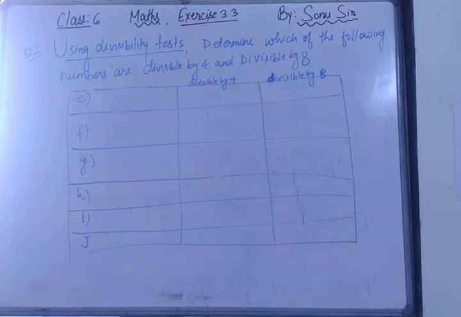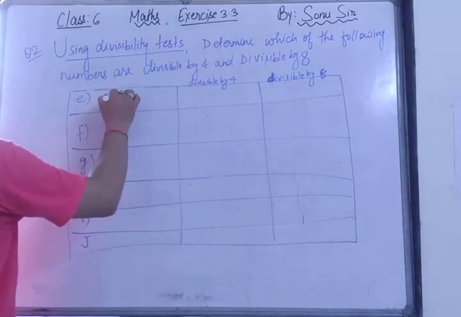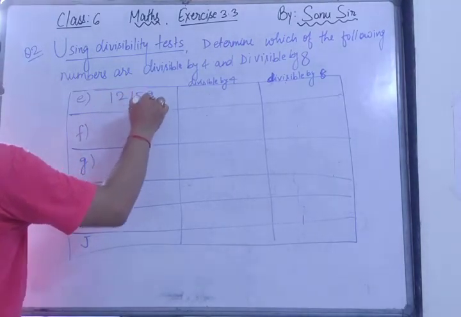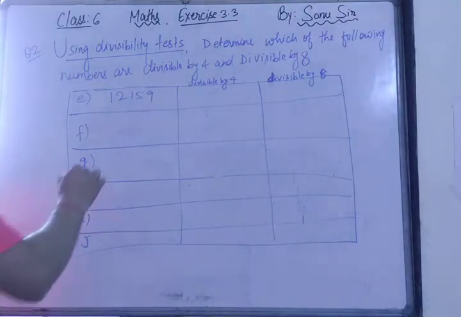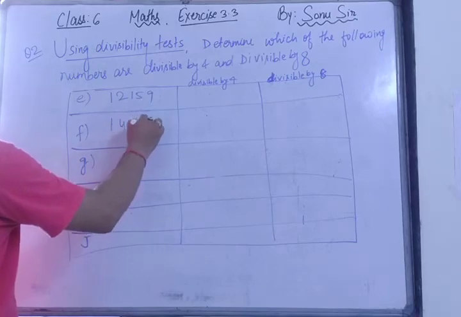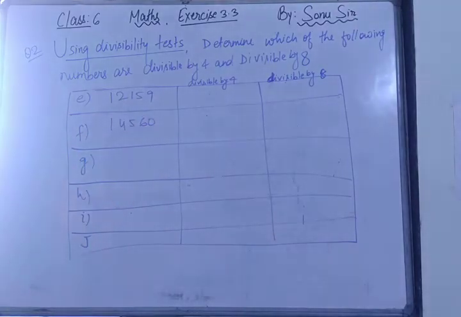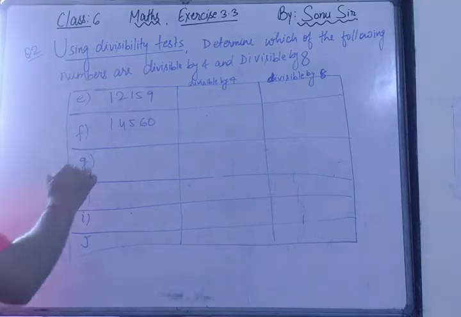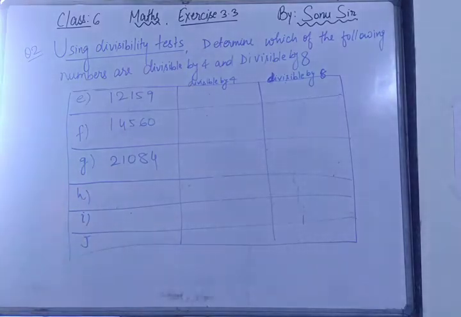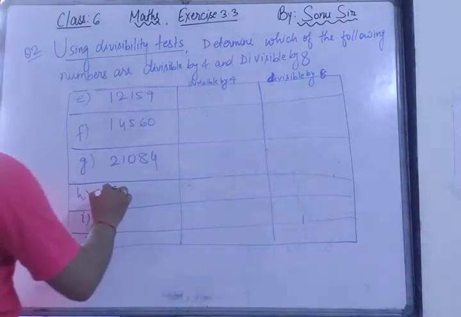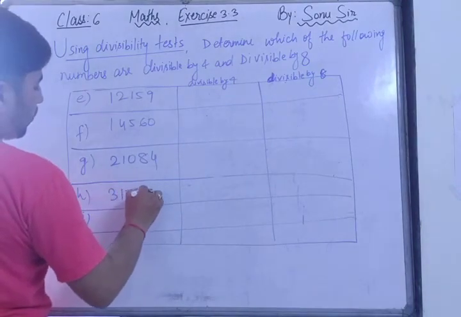Our E question is 12159. Next is 14560. Right? G is 21084. H is 317950.